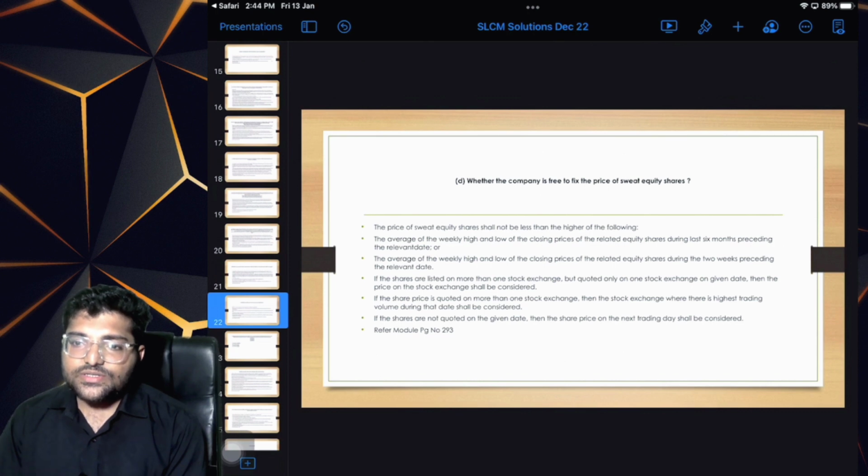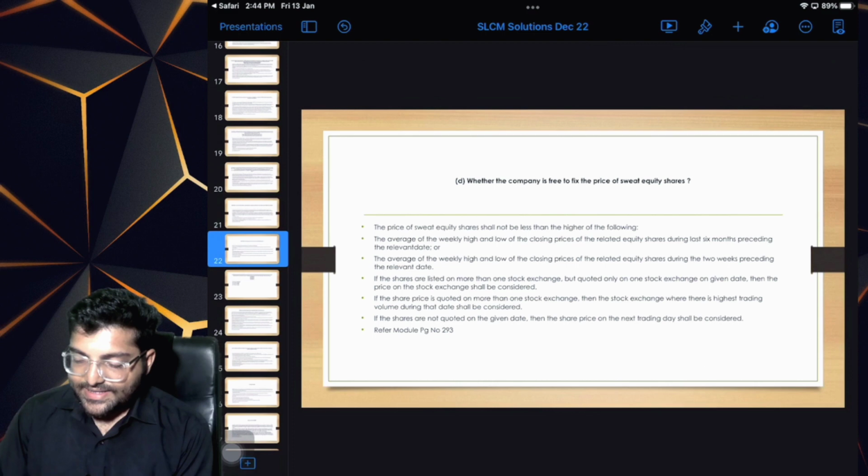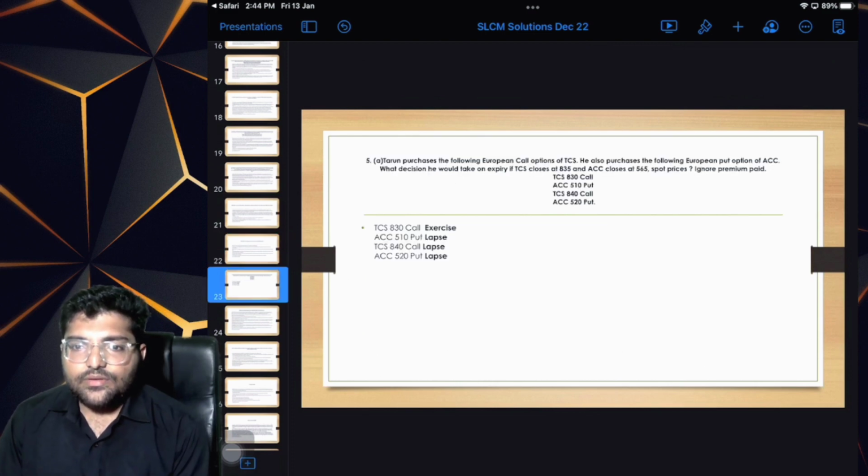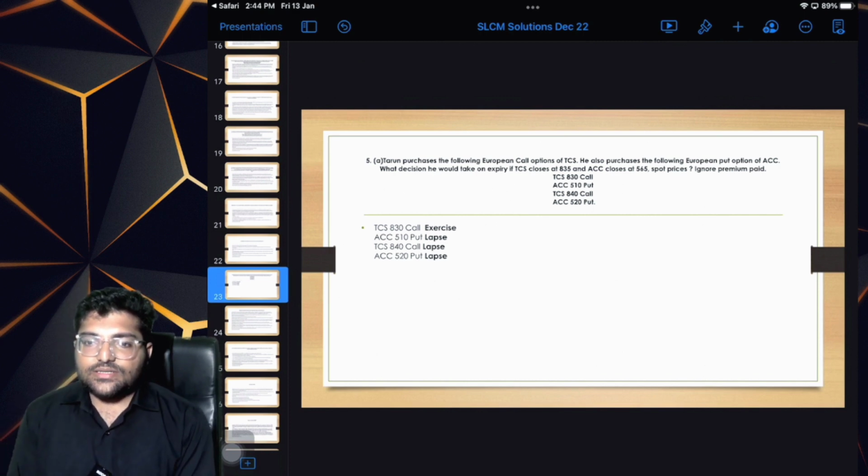And the next question which is asked: whether the company is free to fix the price of sweat equity shares. There are many questions from sweat equity this time. So yeah, there is also a direct question for which you need to refer to module page 293. And yes, this is a good question from call option and put option. So over here, you need to make a decision whether to exercise or not to exercise this option.